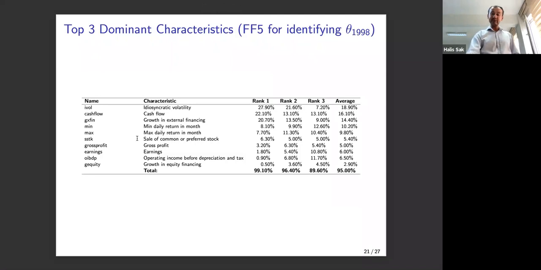And what are those characteristics? What are those top 10 characteristics? The first one is idiosyncratic volatility. These are all anomalies, right? But we are saying that currently they are important, okay? Like idiosyncratic volatility, cash flow, GXFIN, what is that? This is growth in external financing. And indeed, these characteristics were never important. Maybe you cannot find that many papers giving importance to these factors, but maybe we are saying that in the future they will be important, okay? And we just give these results.